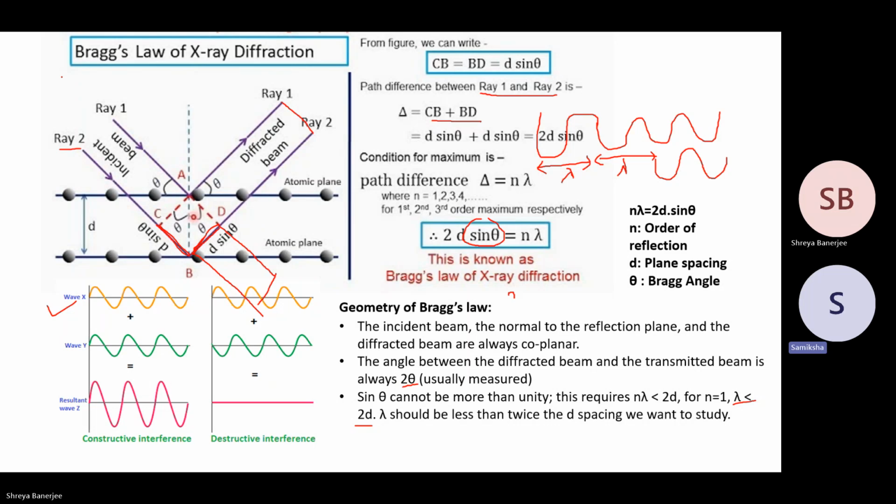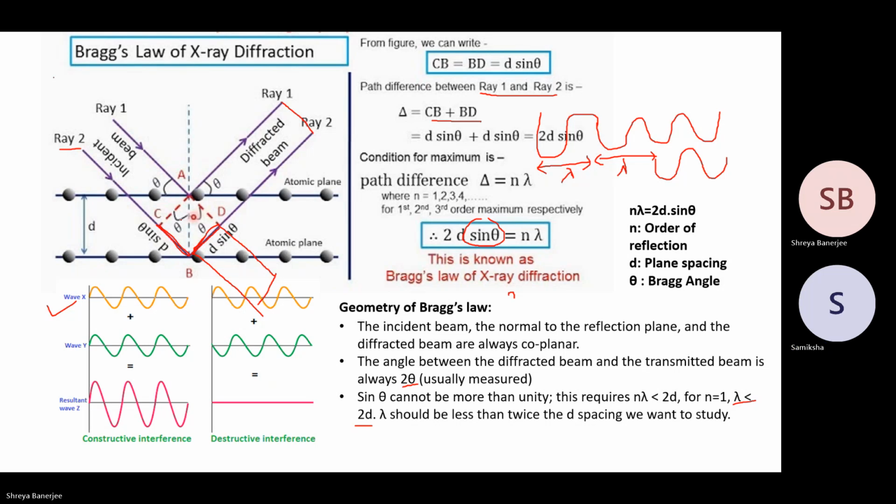Ma'am, but it can be equal to 2d also. Yeah, it can be equal to 2d also if sin theta is 90, but generally sin theta 90 means that the ray will be completely normal, right? So generally that is not taken.